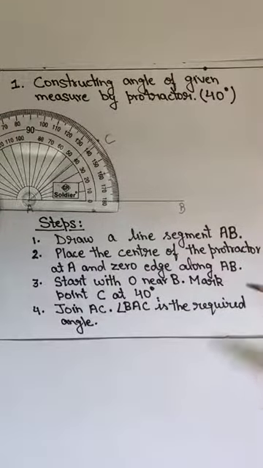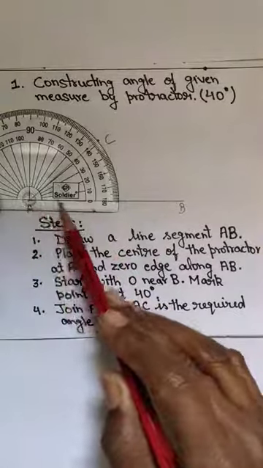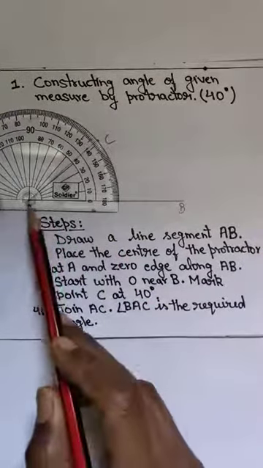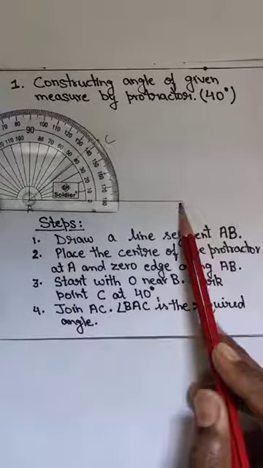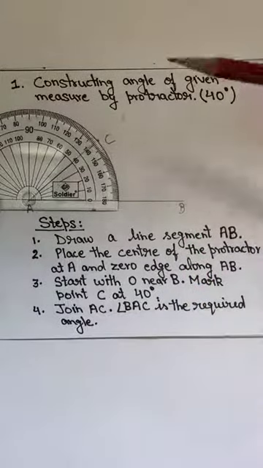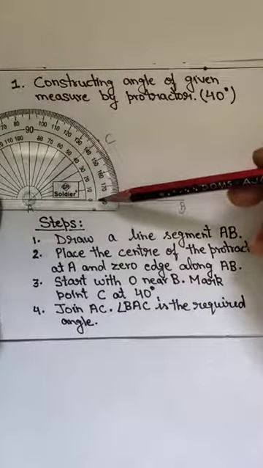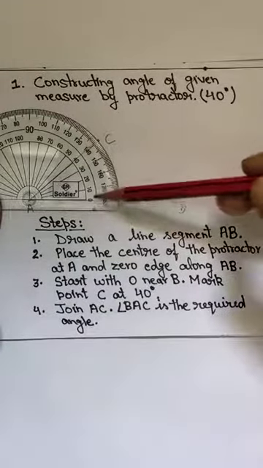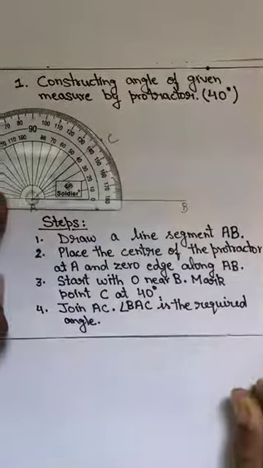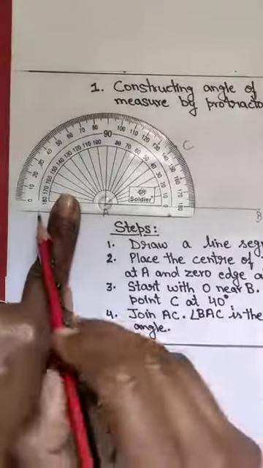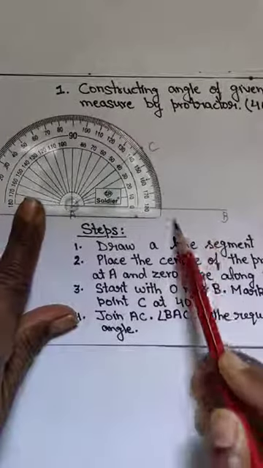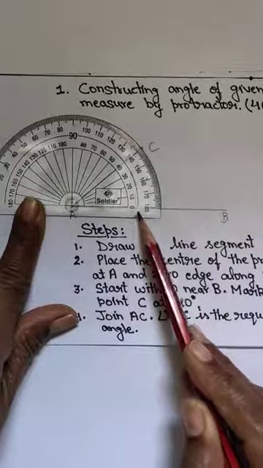And the zero edge along AB. This is the zero edge. Okay, this you will place along AB. It should come exactly on top of AB. Now start from A with the 0 which is near to B. Now see, this 0 is near to B. There is a 0 on the other side also. See, here is also a 0. But we will not see this 0 degree. We will see this 0 because this is near to AB.